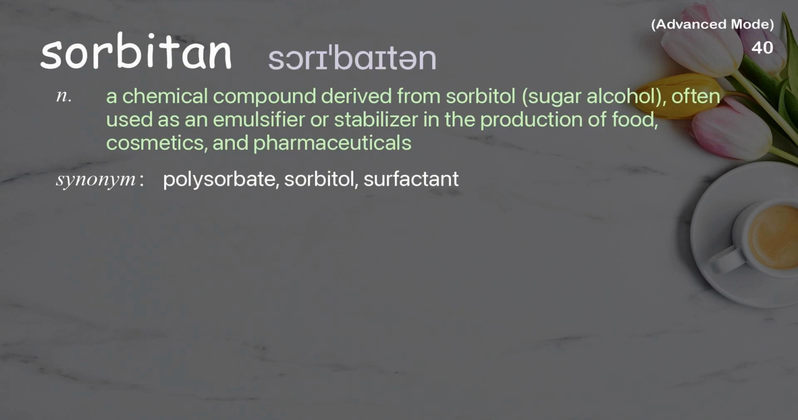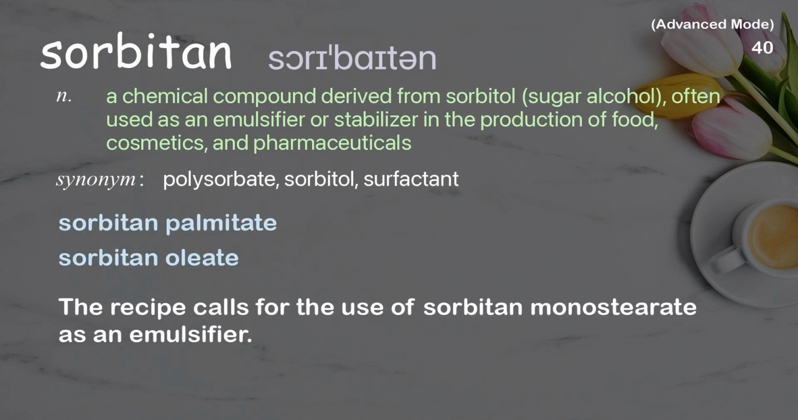Sorbitan. A chemical compound derived from sorbitol, sugar alcohol, often used as an emulsifier or stabilizer in the production of food, cosmetics, and pharmaceuticals. Examples: Sorbitan palmitate. Sorbitan oleate. The recipe calls for the use of sorbitan monostearate as an emulsifier.